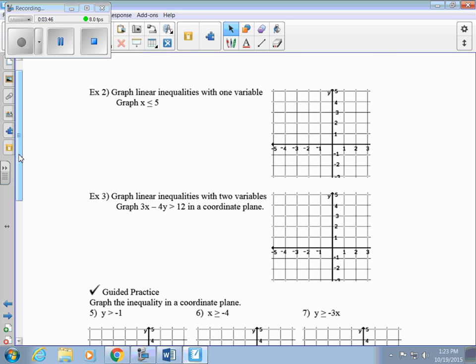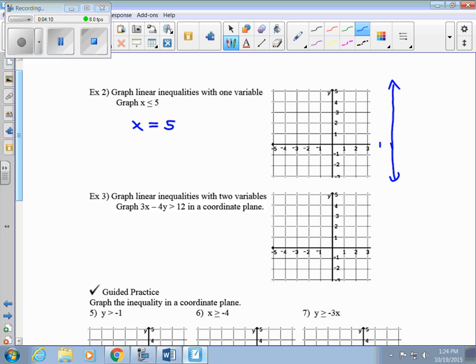So in example 2, what we're going to do is graph this linear inequality with one variable. And it says x is less than or equal to 5. So really what I want to do to start with is look at how I would graph this line if it was x equals 5. And to do that, my graph got cut off here. So we know that it's going to be a vertical line through 5. All right, and now notice here that it's less than or equal to, so we know it's a solid line.